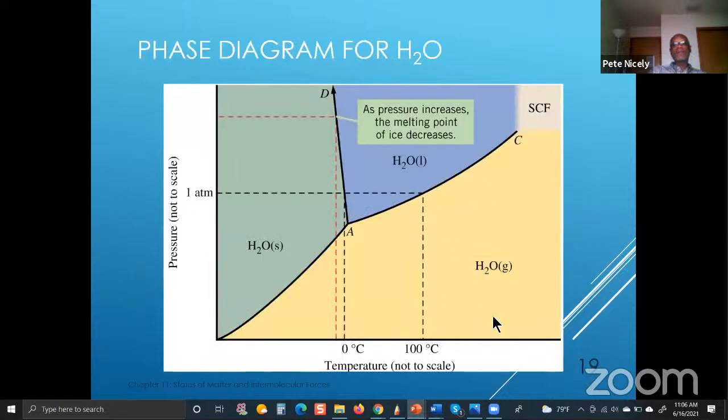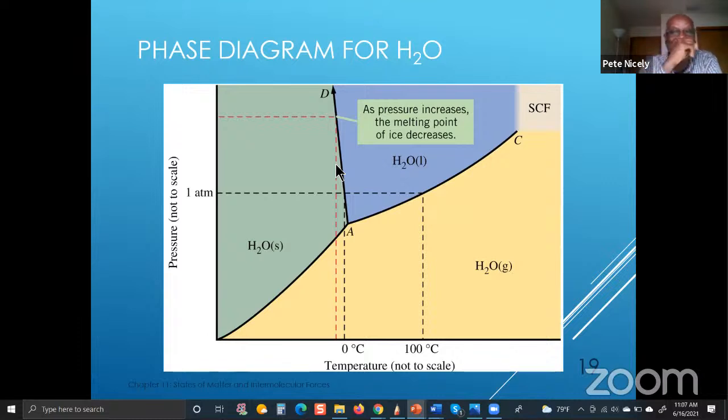Now, here's a phase diagram for water. In the case of water, it's a bit different from other substances in that when you look at the line representing the equilibrium between the solid and liquid state, the line basically leans to the left. Most other substances, the line would lean to the right, right? And what that indicates is that as the pressure increases, the melting point of the ice decreases, which is unusual in the case of water, because for most substances, the opposite is true.